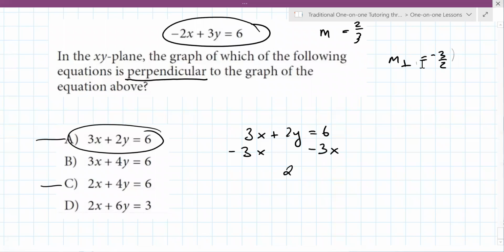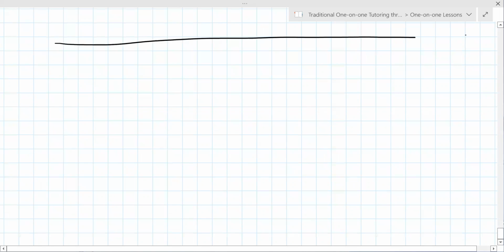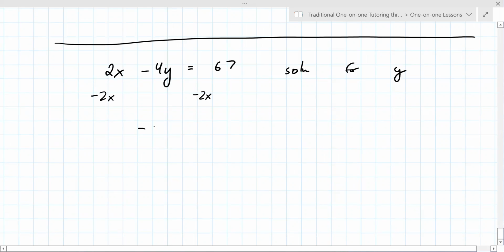Okay, now in a bunch of these problems, I'm going to show you this here. So let's say I give you something like this. I say 2x minus 4y equals 67. Okay, and I want you to solve for y. Now I'm going to do this with you. So I'm going to first subtract 2x from both sides. So -4y equals -2x plus 67. Now I'm going to divide by -4. Okay, so I get y equals, what is 2 divided by 4 with the negatives out in front? What does that reduce to? 1/2, regular 1/2.